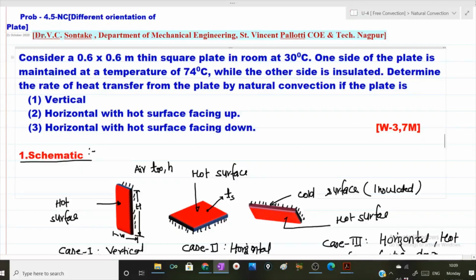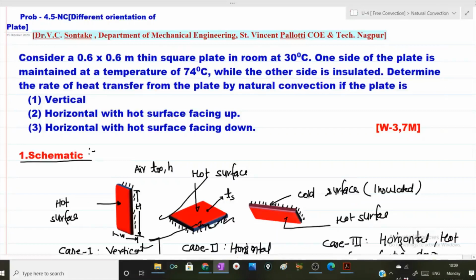Consider a 0.6 by 0.6 meter thin square plate in a room at 30 degrees Celsius. One side of the plate is maintained at a temperature of 74 degrees Celsius, while the other side is insulated. Determine the rate of heat transfer from the plate by natural convection if the plate is number 1, placed vertical, number 2, horizontal with hot surface facing up, and number 3, horizontal with hot surface facing down.